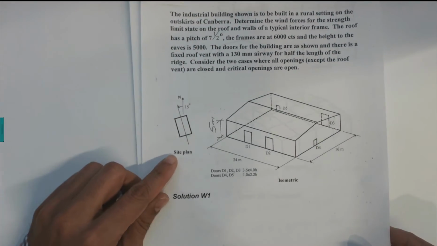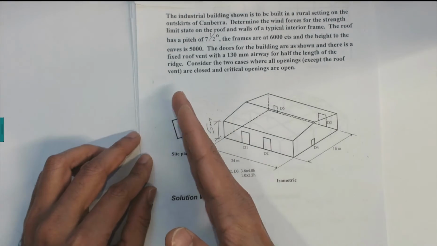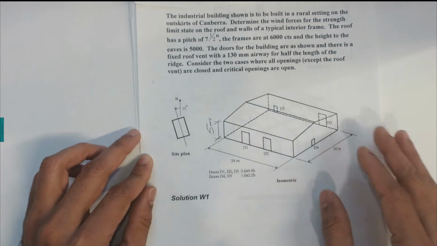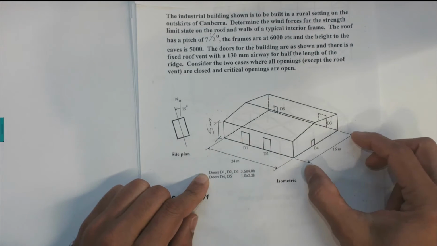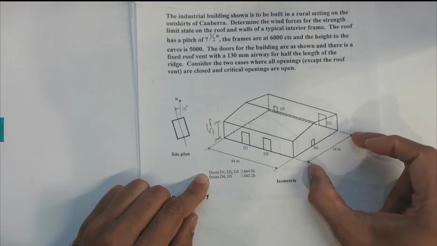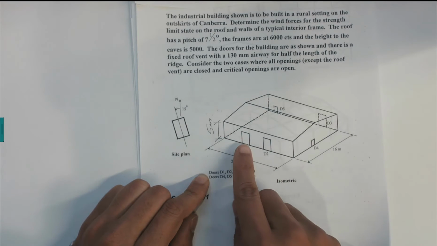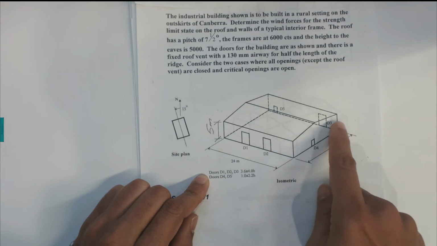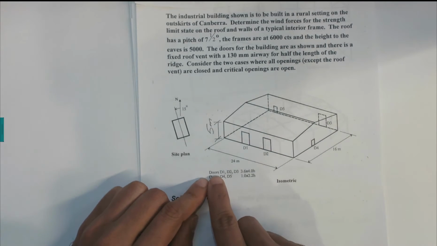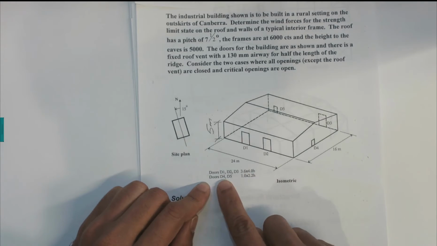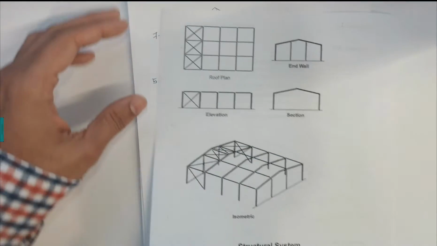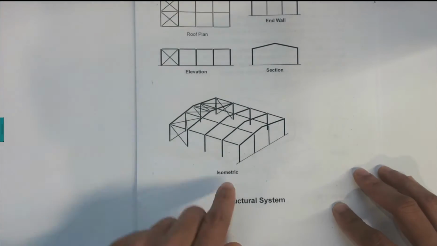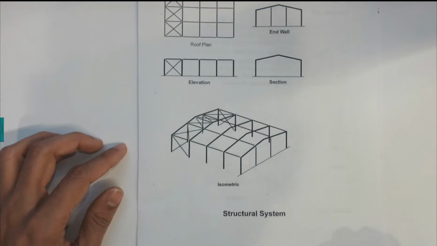Now a site plan is given, with an orientation of 15 degrees from the north. It is 24 meters wide on this side and 16 meters wide on this side. The locations of doors D1, D2, D3, D4 and D5 are given, and the dimensions of the doors are also given here. Now this is the isometric view. There are some details given here at the back. So the isometric view of the building is shown in this figure.